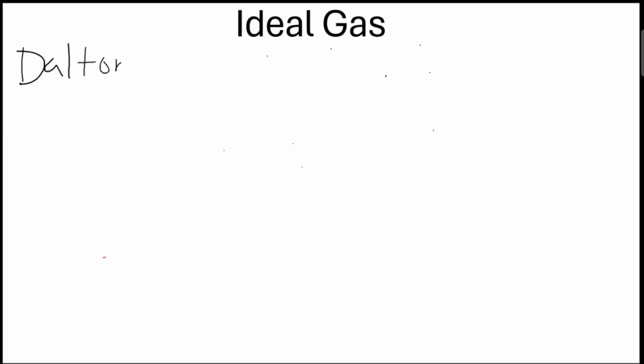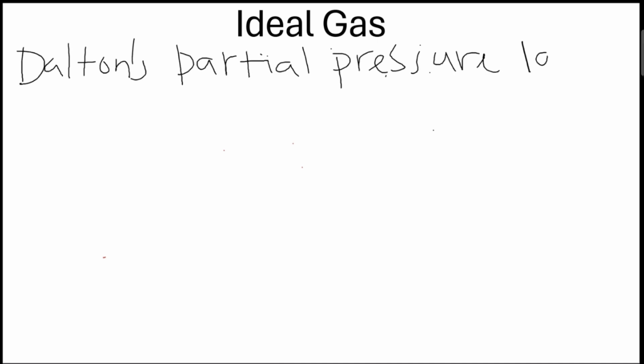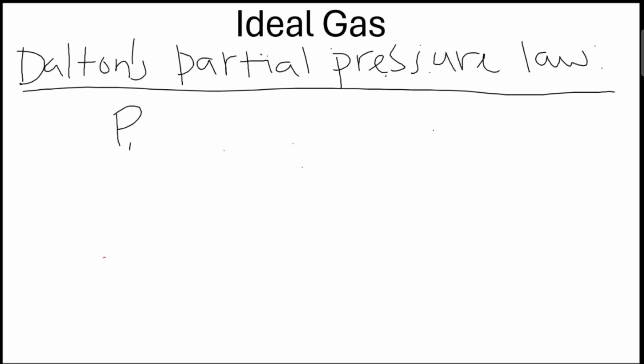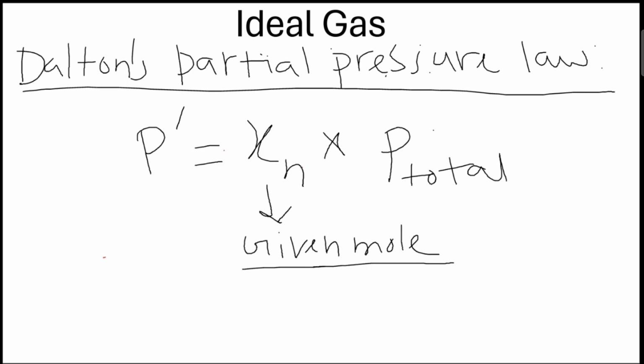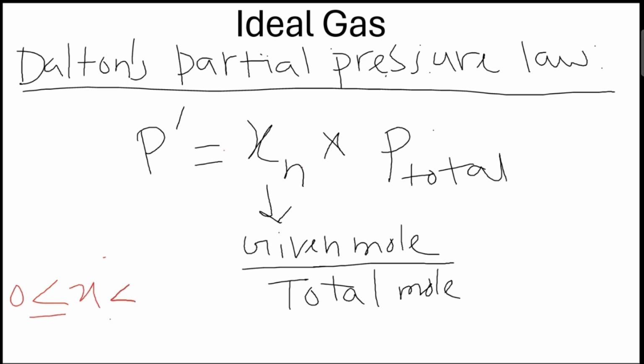Let's have a look at this one. Dalton's partial pressure law is used to know the partial pressure or individual pressure of a gas in a container full of many gases. To find the partial pressure of an individual gas, we have to multiply the total pressure of the container by the mole fraction. The mole fraction, however, has to be greater than or equal to 0. That means it cannot be negative and it cannot be more than 1.